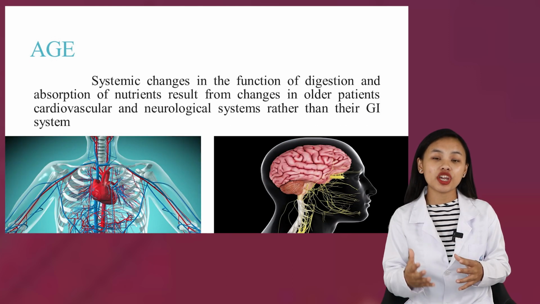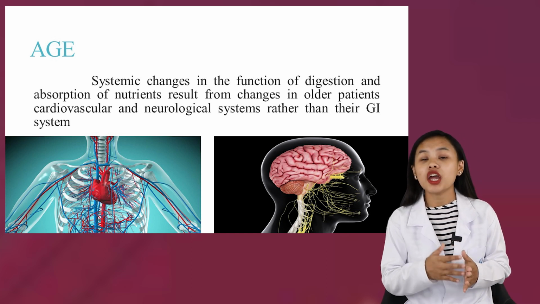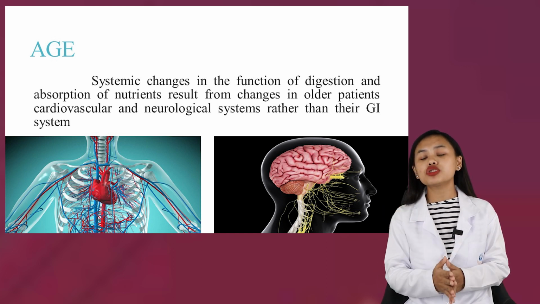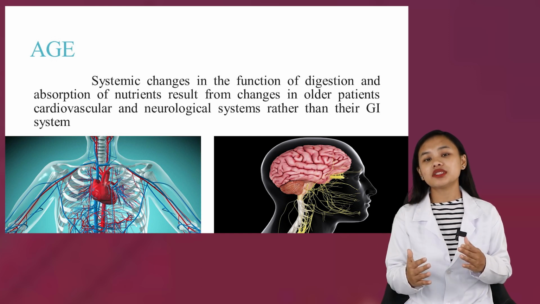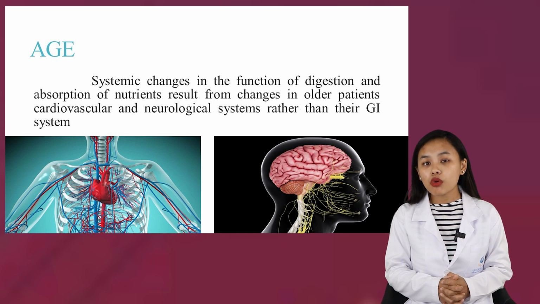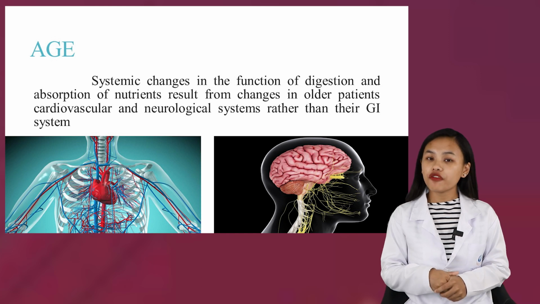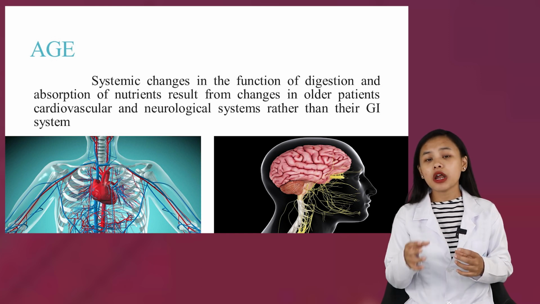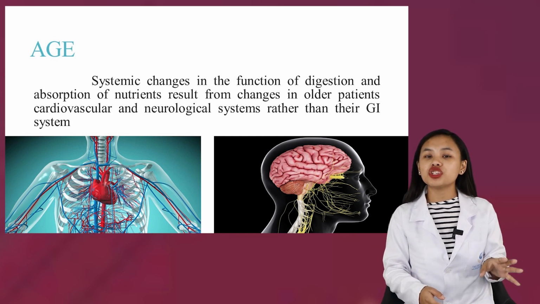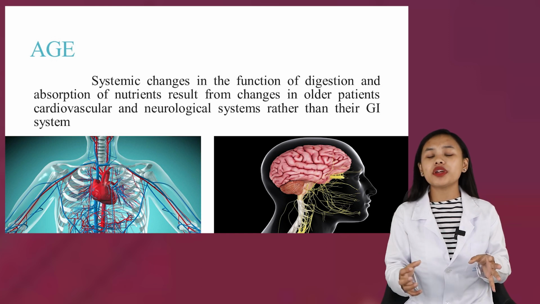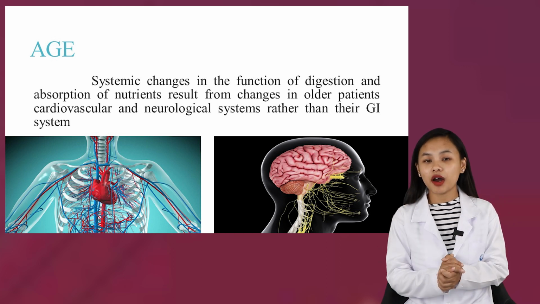Systemic changes, such as changes in the cardiovascular as well as the neurological system, can also affect normal bowel elimination, because it is through these that absorption as well as digestion of nutrition takes place. So rather than only changes in the GI system, changes in the cardiovascular or even the neurological system can also affect the bowel pattern.